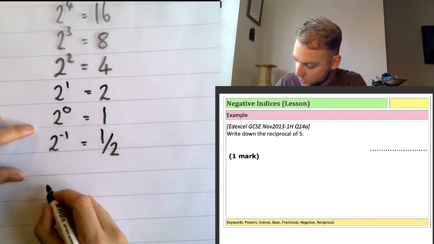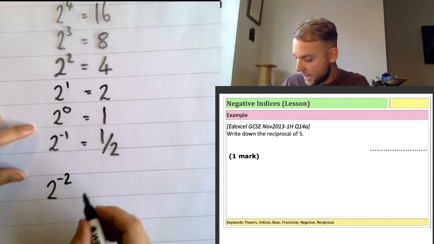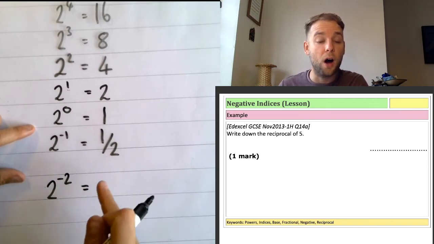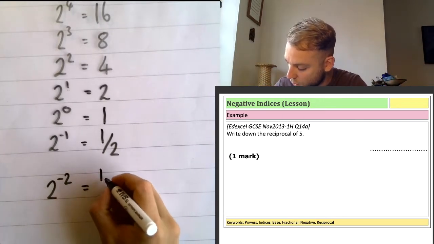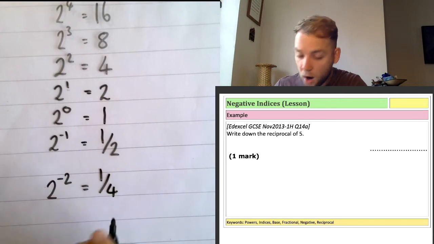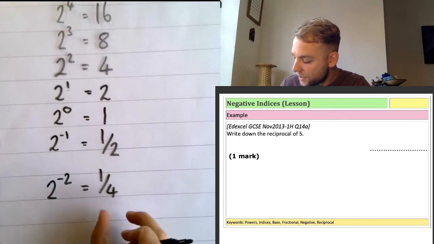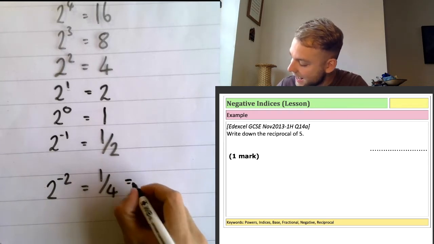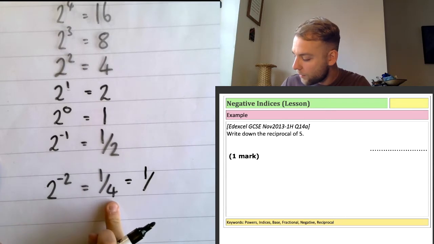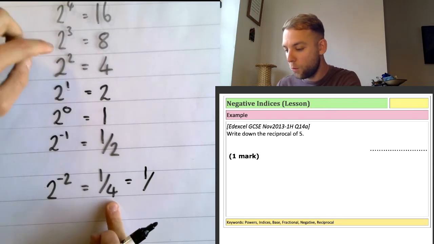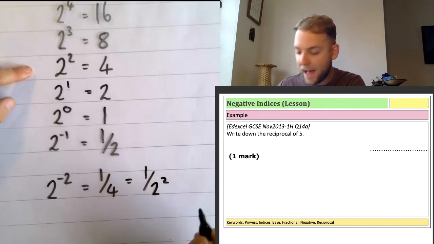And my next one, let's have a look at 2 to the power of minus 2, or 2 to the power of negative 2. This is going to be equal to half of a half. So if I've got half and I'm dividing in half, this is going to be the same as 1 over 4. A half of a half is a quarter, isn't it? Now, there is another way you can write this. This here can be written as 1 over... What's another way of writing 4 as a power of 2? Well, we saw this here, didn't we? We know that 4 is the same as 2 squared, so this is 1 over 2 squared.